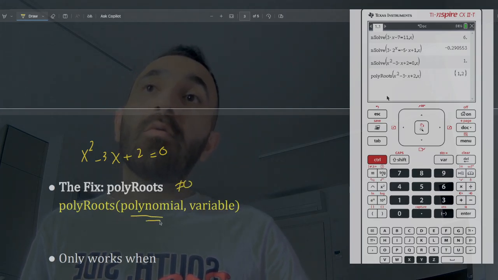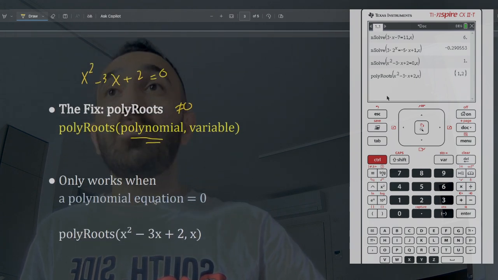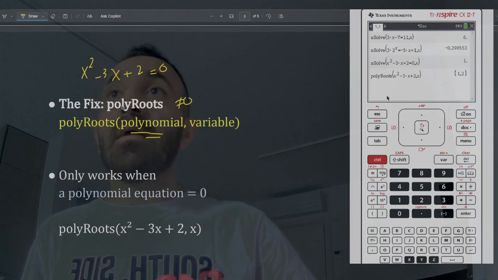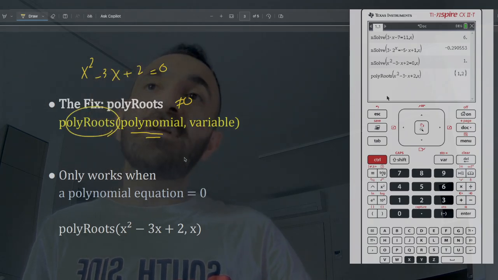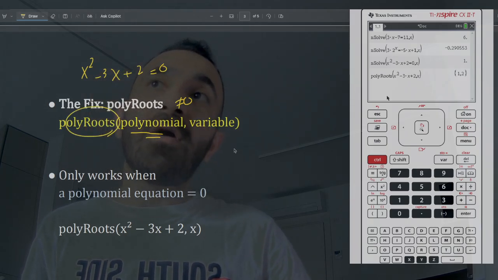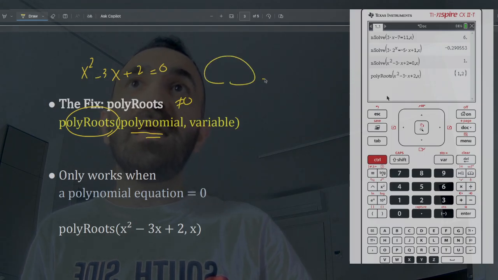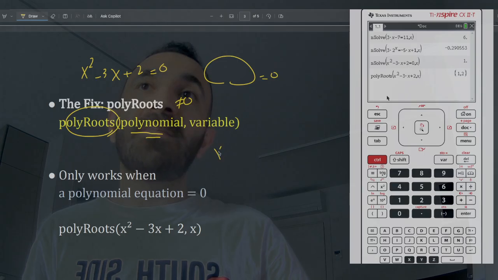So what are the conditions to use polyRoots? First, you have to put whatever you have on one side, so something equals 0. So for example, you cannot solve this with polyRoots.